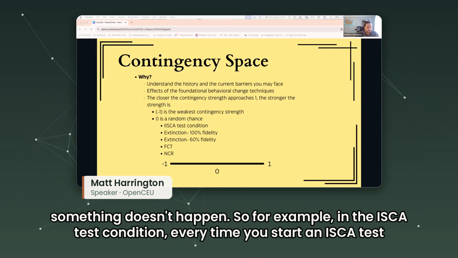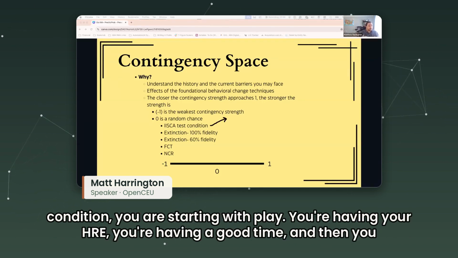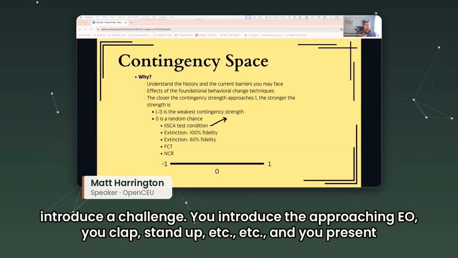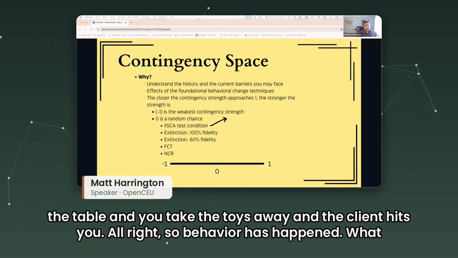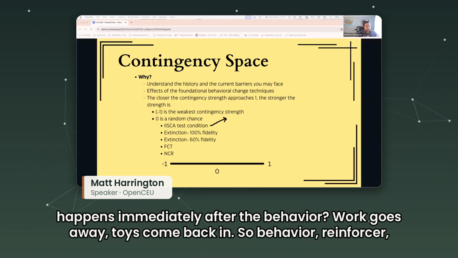So, for example, in the ISCA test condition, every time you start an ISCA test condition, you are starting with play. You're having your HRE, you're having a good time, and then you introduce a challenge. You introduce the approaching EO, you clap, stand up, etc., and you present the establishing operation that you presume encourages the behavior to happen. So let's say you put work on the table and you take the toys away and the client hits you. All right, so behavior has happened. What happens immediately after the behavior? Work goes away, toys come back in.